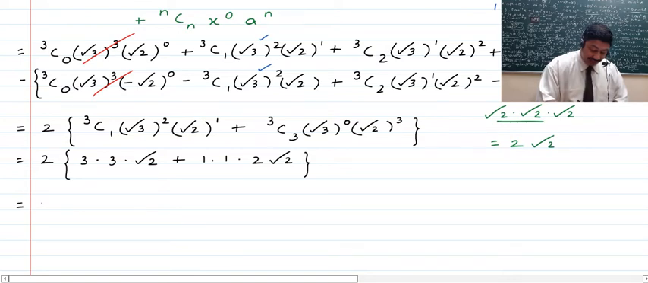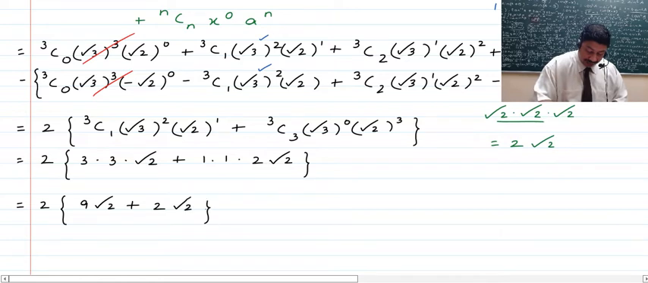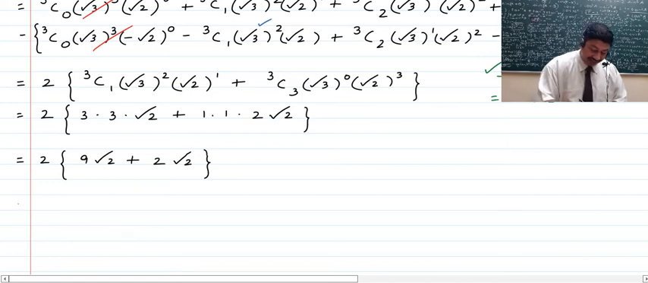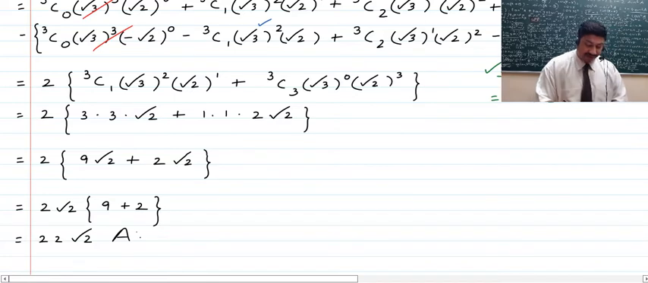So now finally we can write this to be 3 3s are 9. So we have 9 root 2 plus we have 2 root 2. Root 2 can again be taken common outside, so taking it common, now we will have our final answer, which can be written as 2 root 2 times of, we have 9 plus 2. Now 9 plus 2 is 11, so as such 11 into 2 will become equal to 22 root 2, and this children will become the final answer.